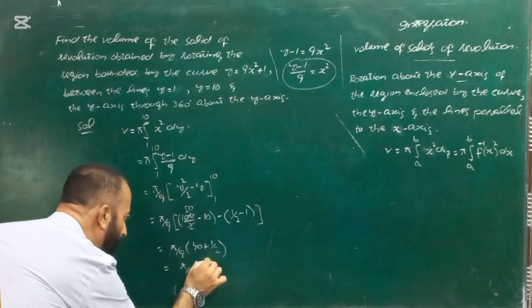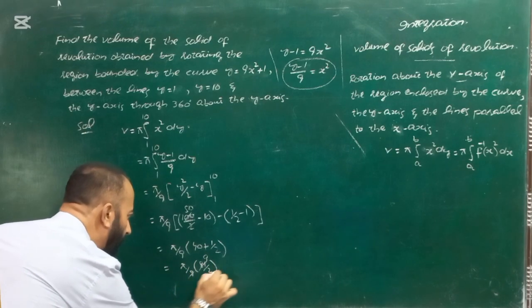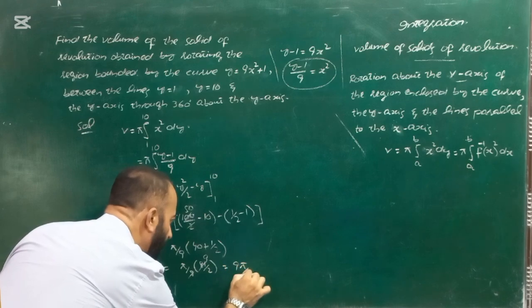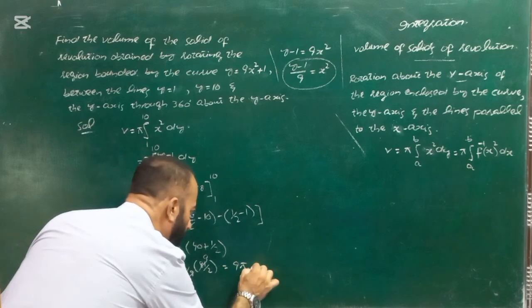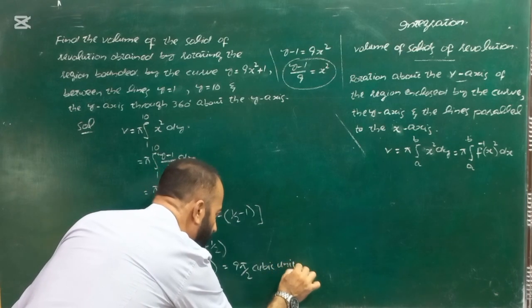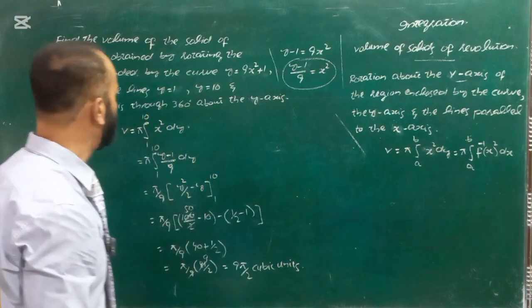And 9 nines are 81. So the answer will be 9 pi by 2. And because this is the volume, it will be in cubic units. So this is the answer.